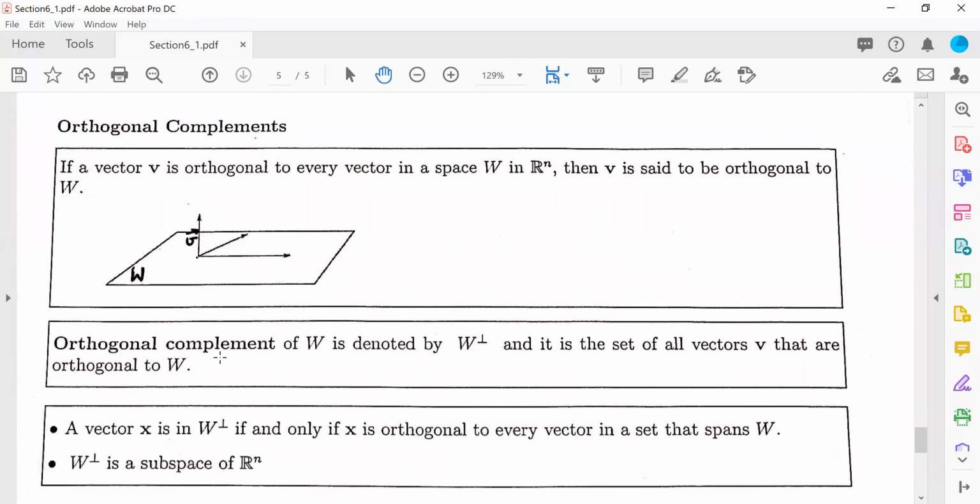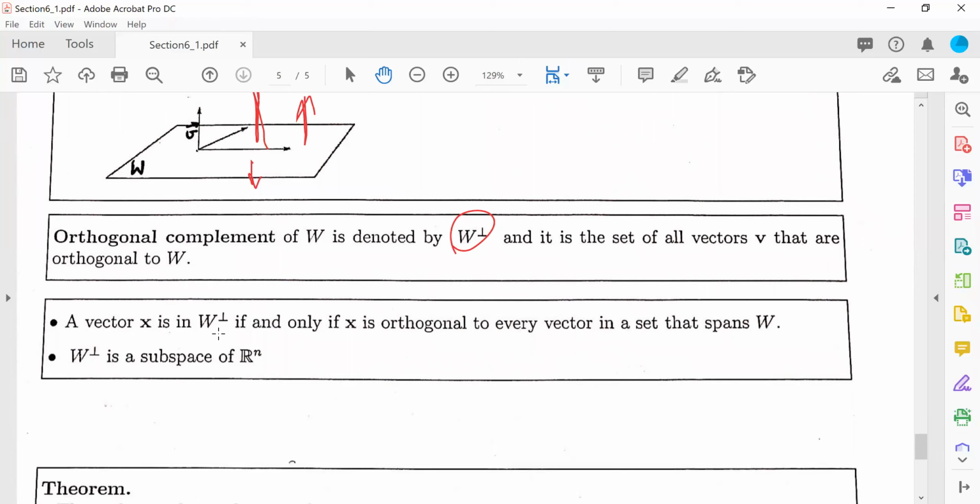Then the orthogonal complement of W will be denoted by W with the perpendicular sign in the superscript. It is denoted this way, and it is the set of all vectors v that are orthogonal to W. So the orthogonal complement would be the set of all perpendicular vectors. We can have smaller, bigger, taller, as long as they are all perpendicular to my space, that is going to be called the orthogonal complement.